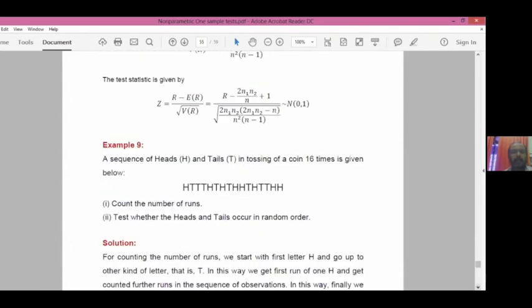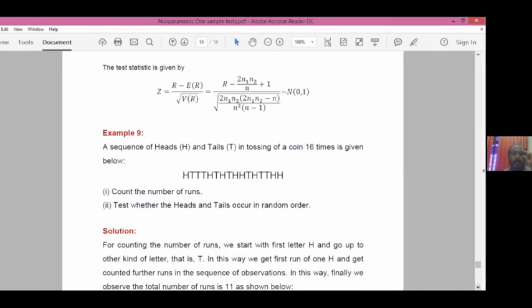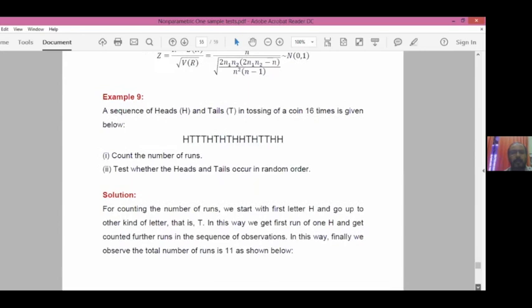Example, you see here: count the number of runs and test whether the heads and tails occur in random order. For counting the number of runs, we start with the first letter, a head, H, and go up to the other kind of letter, that is T. In this way, the first run is 1 H and gets counted. Further runs are counted in the sequence of observations. In this way, finally, we observe the total number of runs is 11, as shown below.